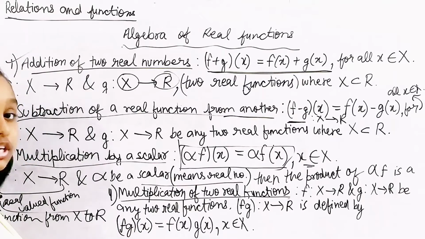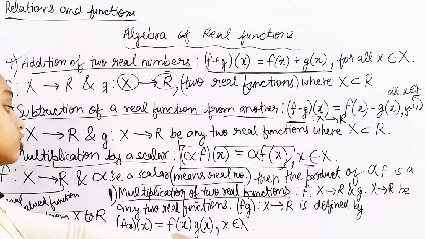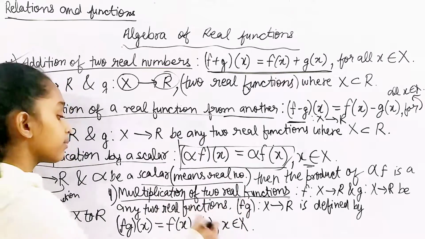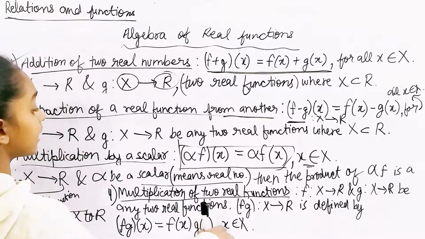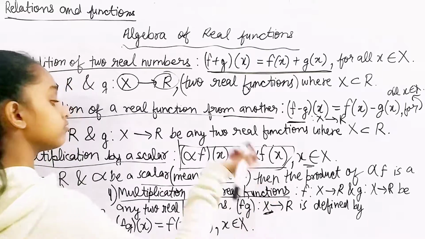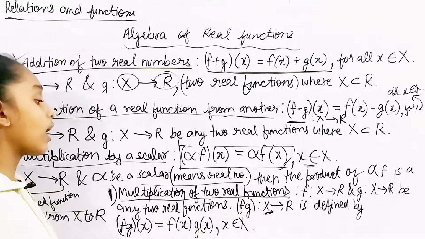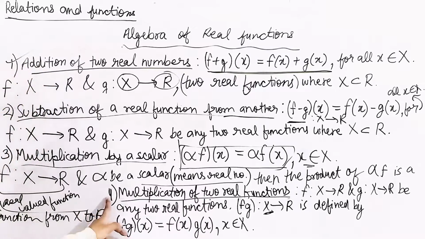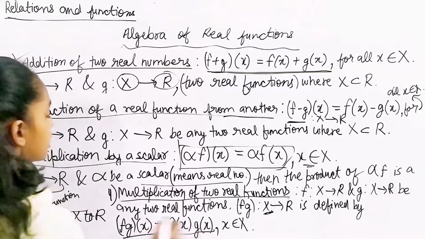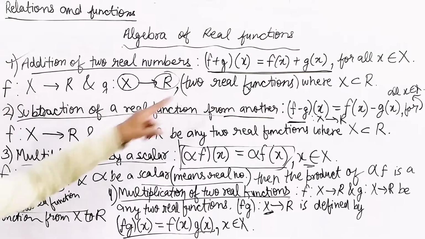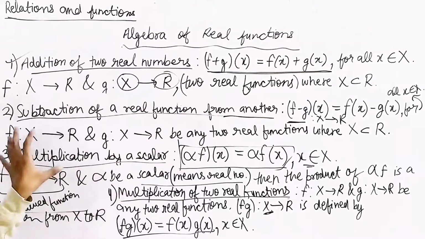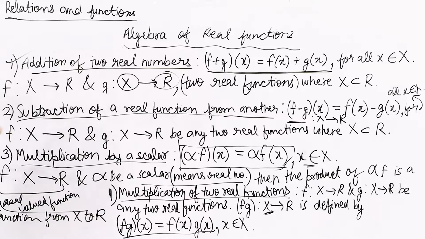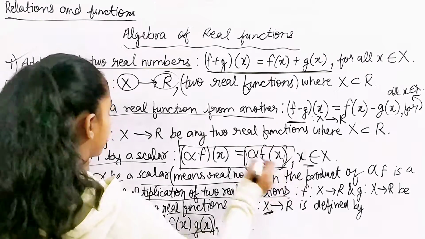(fg)(x) is the multiplication of two real functions, equal to f(x)g(x), and one thing, the element x. x is just a symbol, saying that it belongs to X, the first set that we're having. That's it. Nothing else. So the multiplication of two real functions is solved using this formula. For the addition, we use this. For the subtraction, this one. And for multiplication by a scalar, we use this one. That's it. Nothing else.